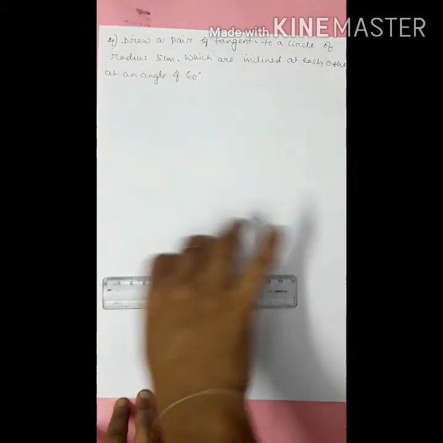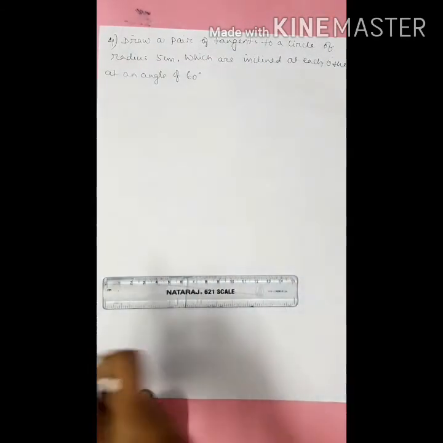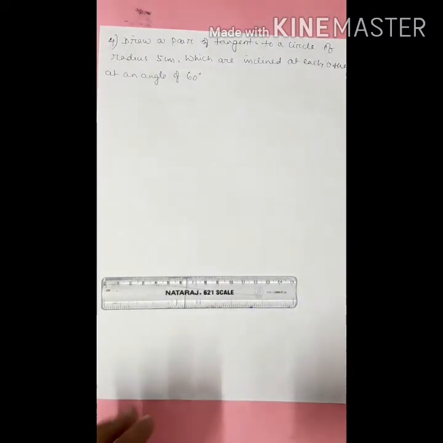So क्या करना है, सर्किल को हम लोग पेयर ऑफ टेंजेंट्स निकालना है ताकि वो 60 डिग्री हो जाए.